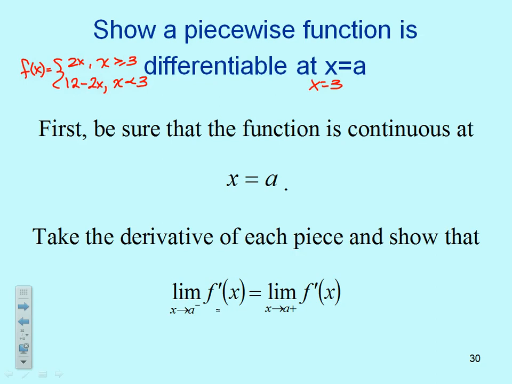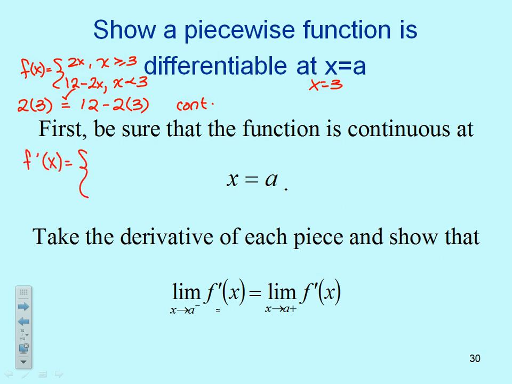How would I check that it's continuous first? 2 times 3, well, what? 12 minus 2 times 3, right? Does it work? Yes, so it's continuous. And you could show it really easily, like the limit as x goes to 3 from above. But what else do you check for differentiable?